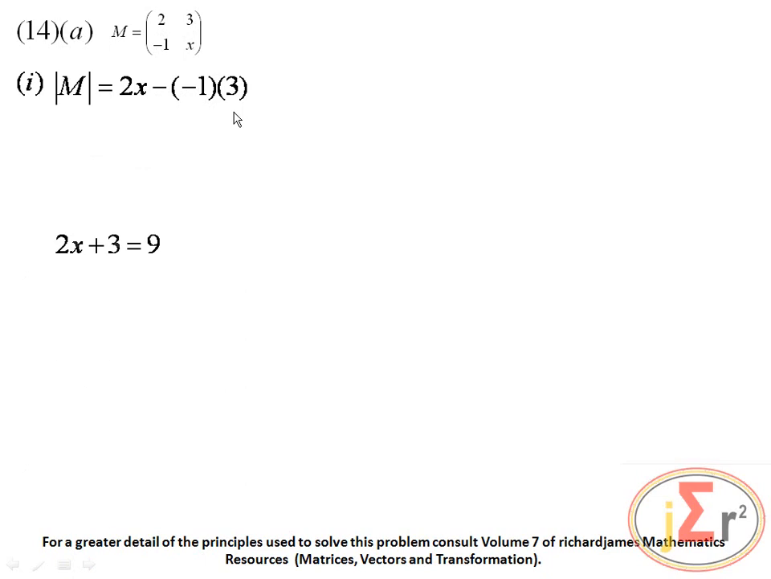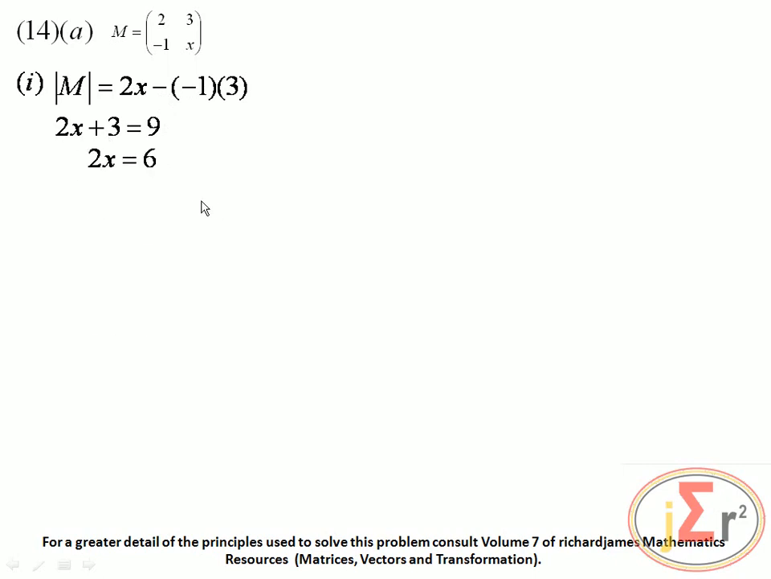So we're going to have what? Negative 1 here we have negative, negative again, so we are going to have a positive 3 when we put all of this together. So we have 2x plus 3 is equal to 9.